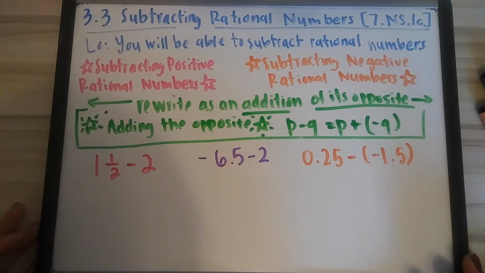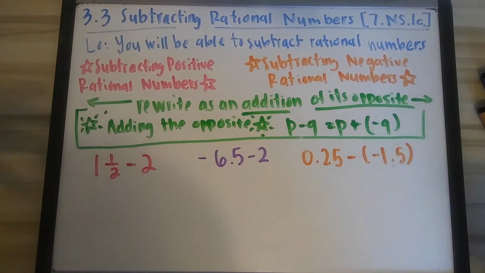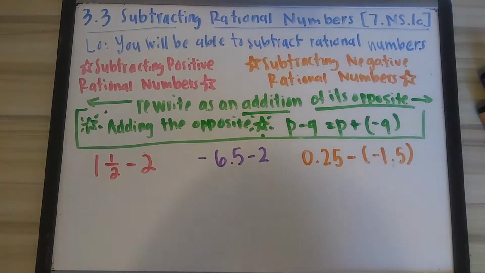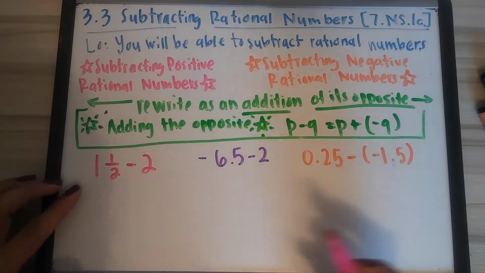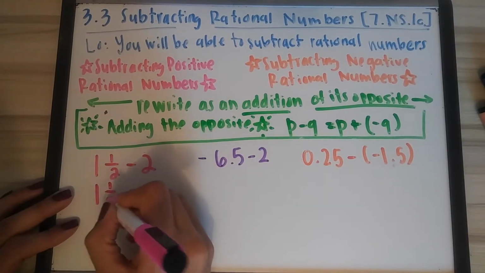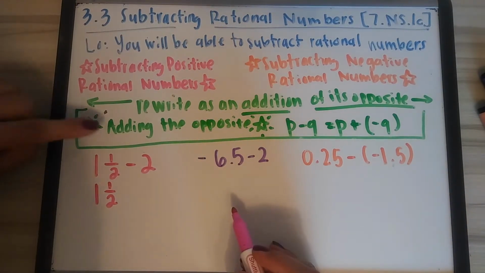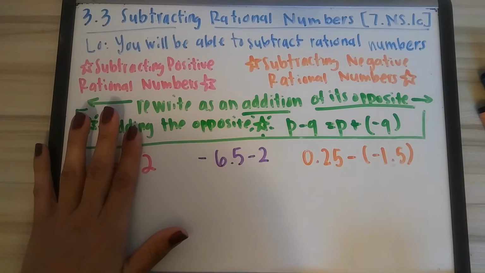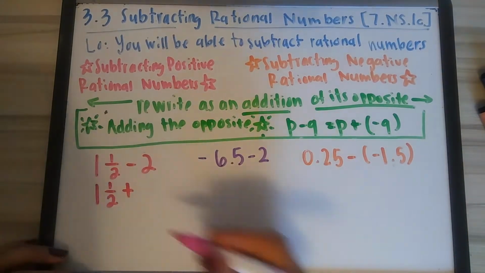Again, some of you might have to do this manually, like write it down on a piece of paper. Some of us might be able to do it in our mind, so whatever works for you, but let me show you. So in this case, I'm going to keep the same first number, and change it to an addition. What's the opposite of a positive 2? Because you're subtracting a positive 2, that will be a negative 2.